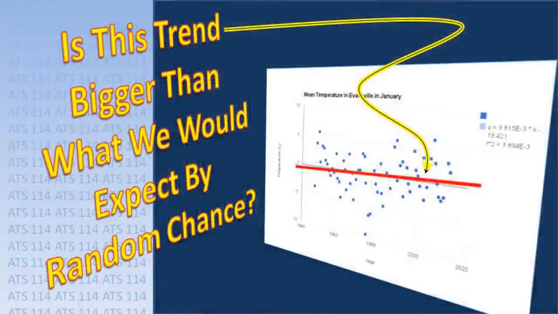Therefore, what we really want to know when we're trying to figure out if there's a temperature trend in these data is this: is this trend bigger than what we would expect by random chance? This, as it happens, is a common question for scientists to answer, and there are whole subdisciplines within the study of statistics that have created techniques that we can use to answer that question.